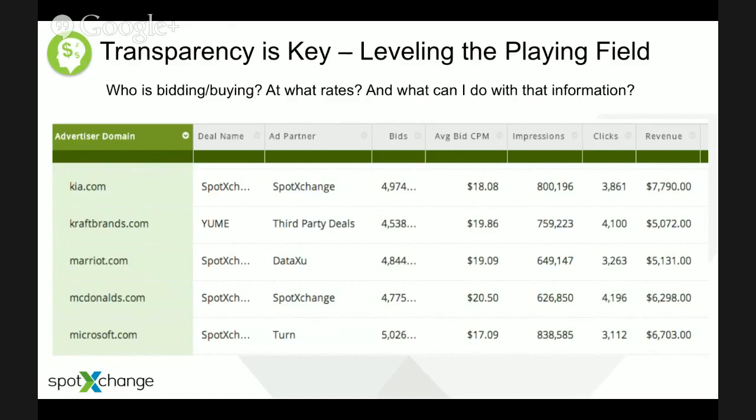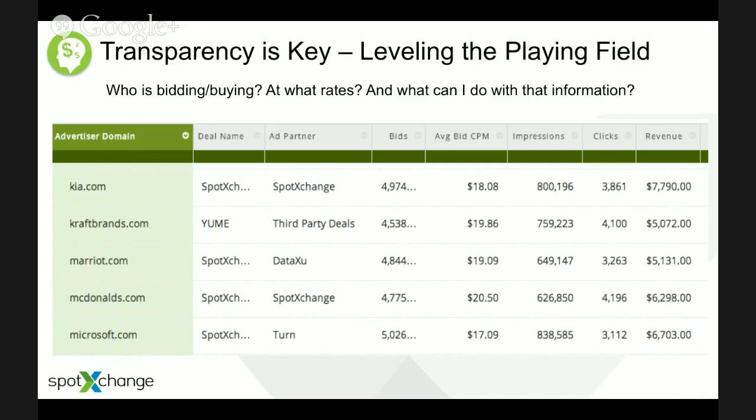In the screenshot I have here, you see that there's various different advertiser domains on the left side, and then you see the actual bidding activity from the different ad partners. So you can see the amount of bids, you can see the average bid CPM, and then finally you can identify the impressions that are accruing on a per advertiser basis. Well, what can you do with this information? Well, a number of things.